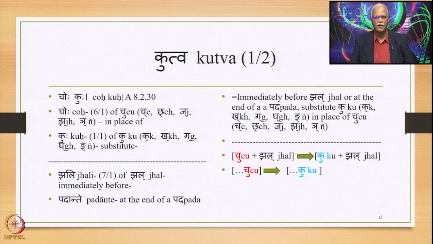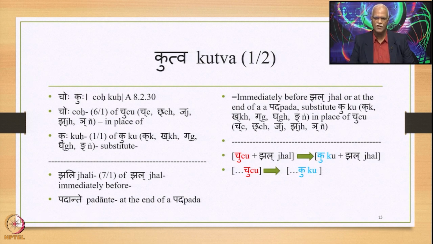And once again here we apply the principle of correspondence, where the first member of one set is correlated to the first member of the second set. So chu has got 5 elements, ku has got 5 elements. Chu is the substituend, ku is the substitute. So the first member in the list of chu corresponds to the first member of the list of ku. So in place of cha, ka will be the substitute. In place of chha, kha will be the substitute, and so on and so forth.